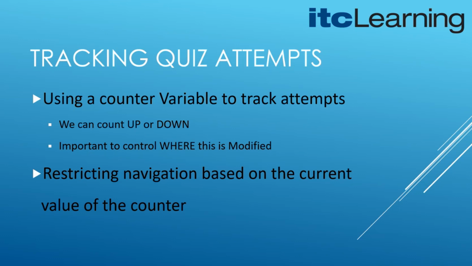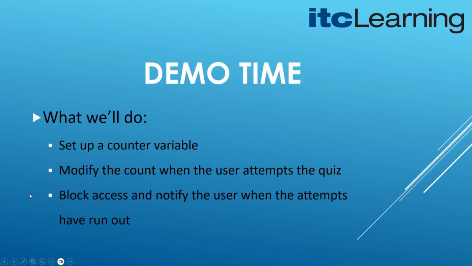As part of this, I'll also show restricting navigation and notifying the user when things have changed or when things are happening based on that counter. So jumping over here, really quickly, again, I've set this up already, so I'll show you, but we're going to set up a counter variable to track the attempts. We're going to modify that count whenever the user attempts their quiz, and also we're going to block the access and notify the user when the attempts have run out. So don't let them back in the quiz again, which is the whole point of blocking it off. So we'll have a look at that here as well.